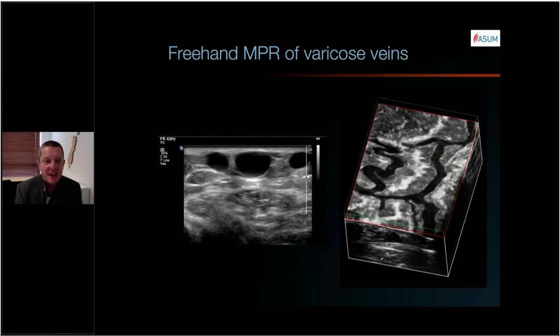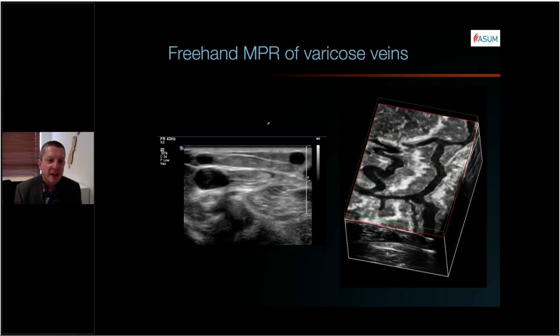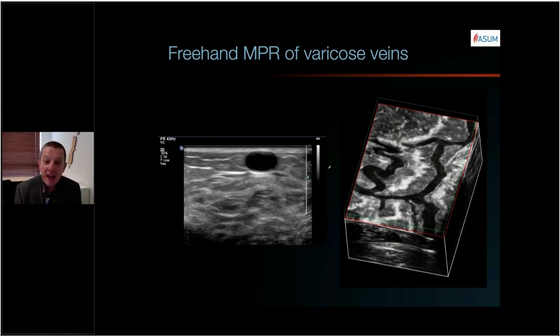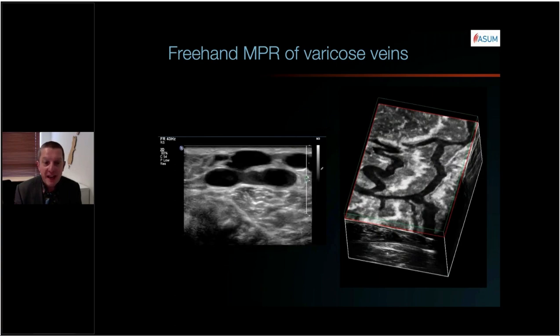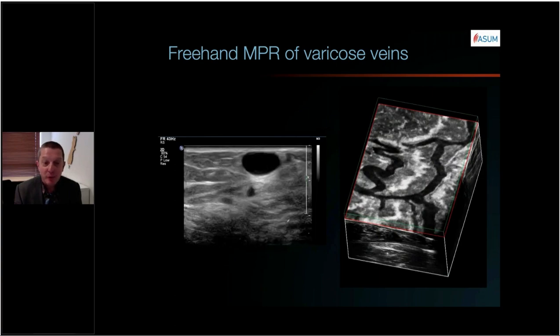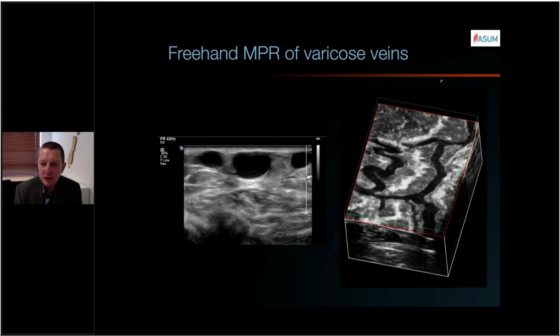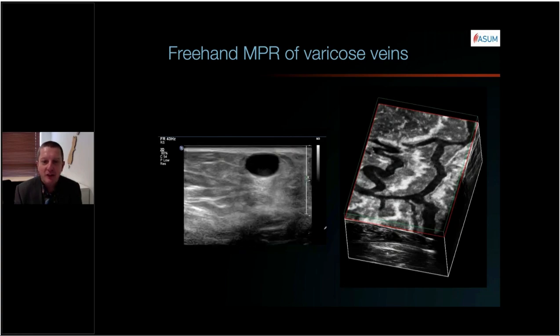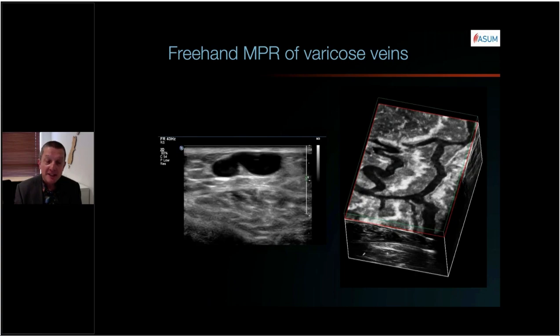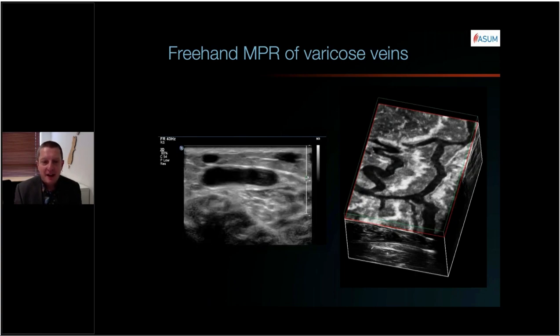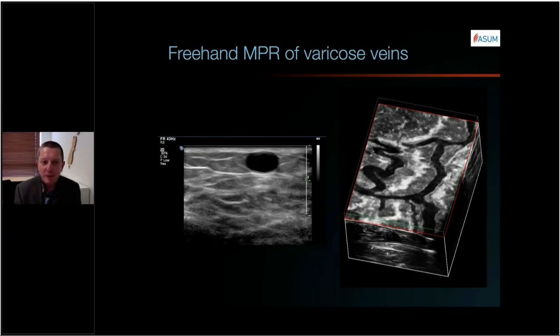Now in this case, we have used a freehand sweep of the patient's anatomy. This is an example of a varicose vein, and we reconstructed that vein on 3D ultrasound here. This is done freehand, and you can still obtain very, very good image quality.